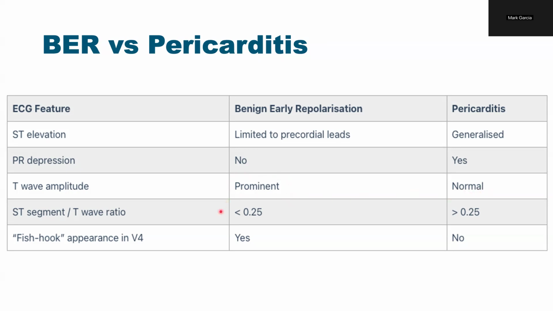And because of that, again, you see a ratio which is much less in BER, which means that the ST segment height is much smaller compared to the big height in T wave amplitude in BER. Whereas in pericarditis, they're much more similar in size. The fishhook appearance we've just talked about too.